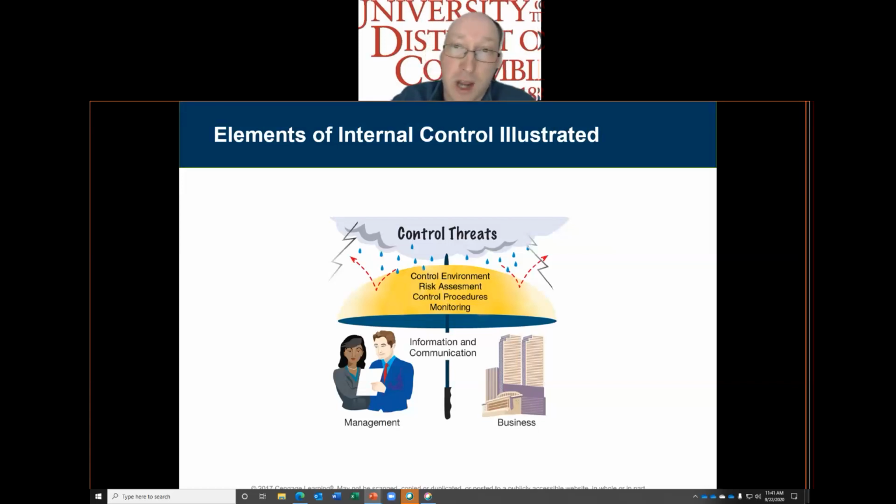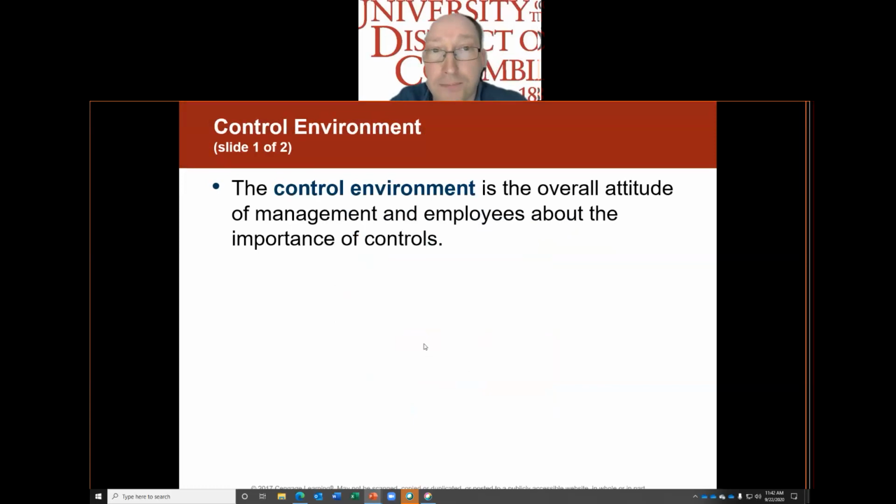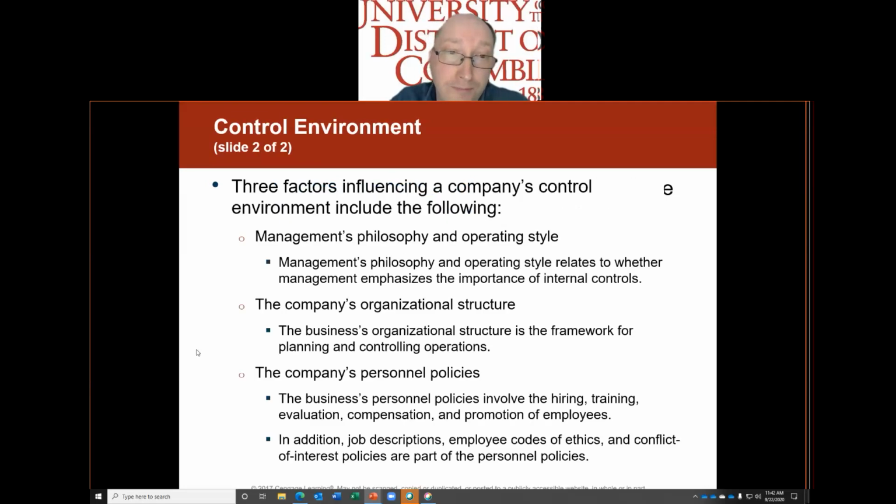So that's just kind of how this is illustrated. And of course, within that control, I can inform and communicate clearly. And of course, management can overlook the documents and so forth and so on. So controlling your environment, it's all a matter of how your employees perceive information that's being controlled. So there's really three factors of influencing or a company's controlling the environment: the philosophy of how they do it, the organizational structure of the business, and the personnel policies.